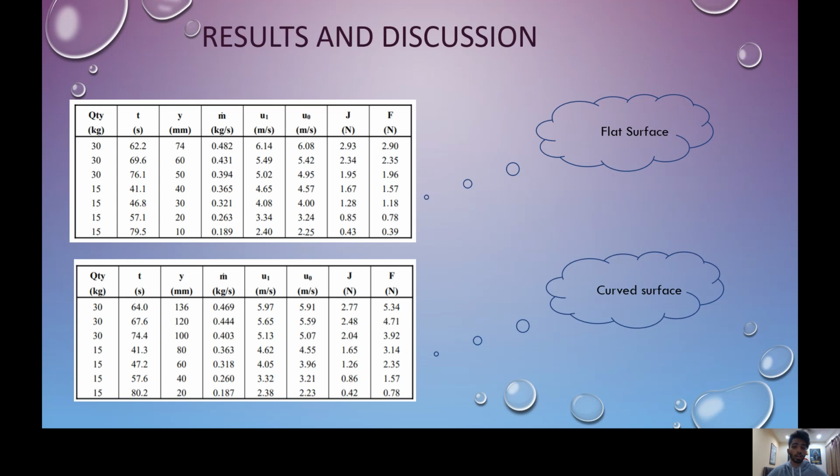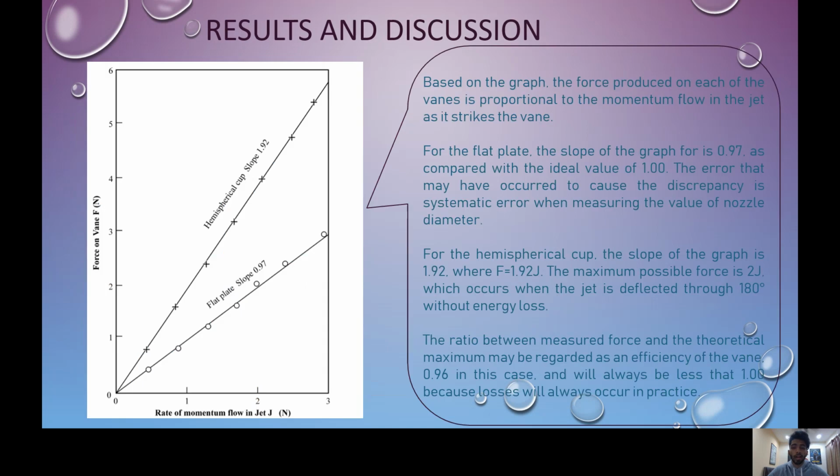So these are the results based on the experiment performed. The first table shows the results obtained from the flat surface, and the second table shows the results obtained from a curved surface. Based on the tables, a graph has been plotted. And when we analyze the graph, we can see that the force produced on each of the vanes is proportional to the momentum flow in the jet as it strikes the vane.